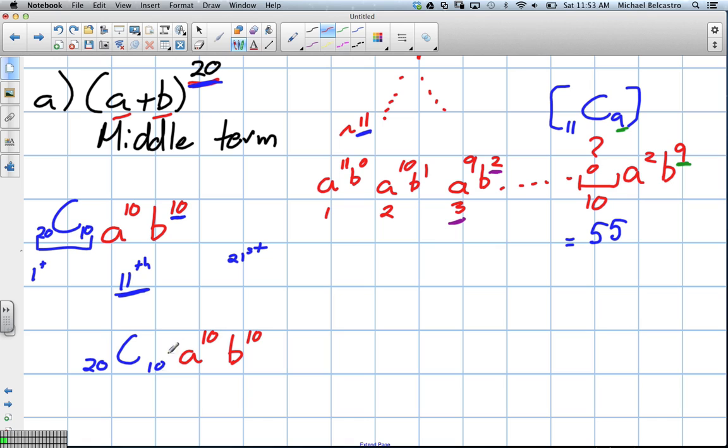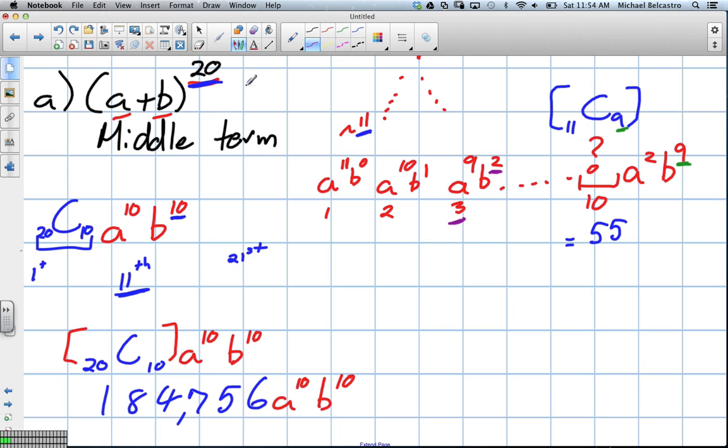What would our combination value be? What would that coefficient be? You want to calculate it? Calculate on the computer is not that great. 184,756. All right, 184,756. A to the 10th and b to the 10th would be your middle term.